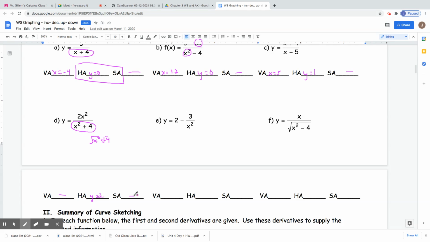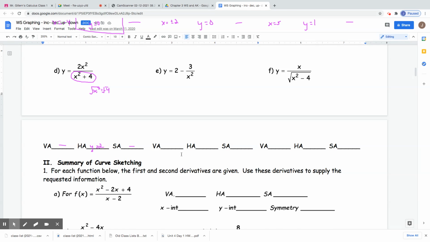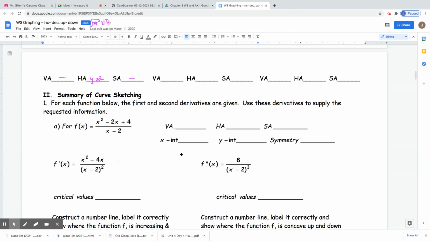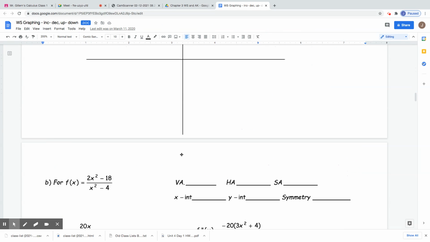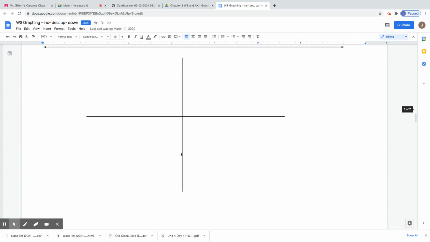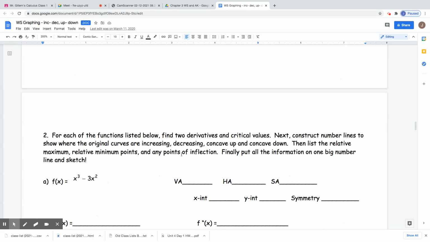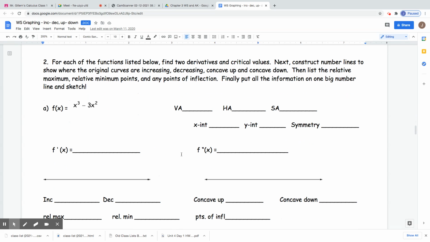All right. So any questions on those? All right, so on this same worksheet, we are going to work on, let's start with an easy one first. All right, we're going to do this example right here.